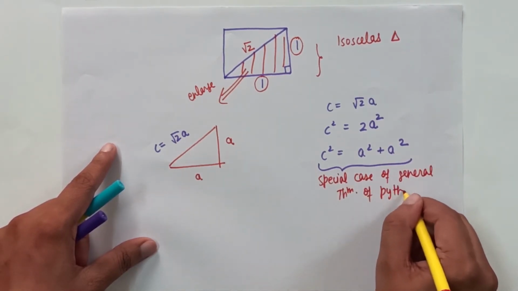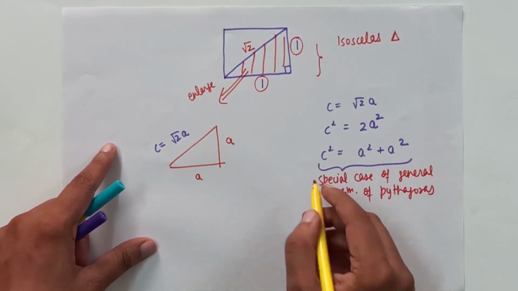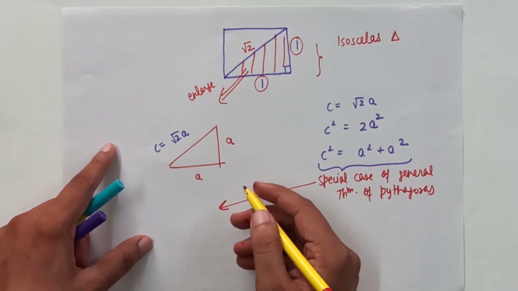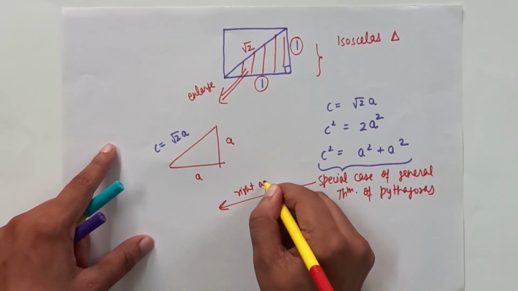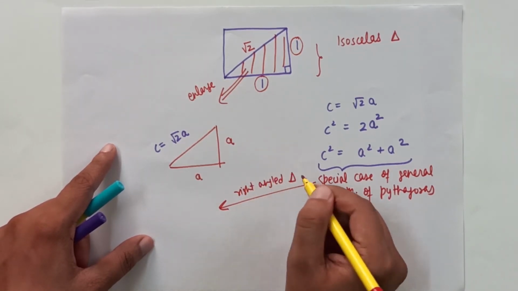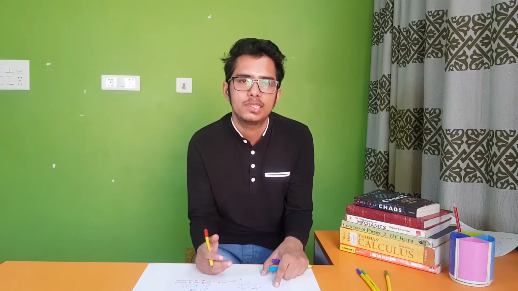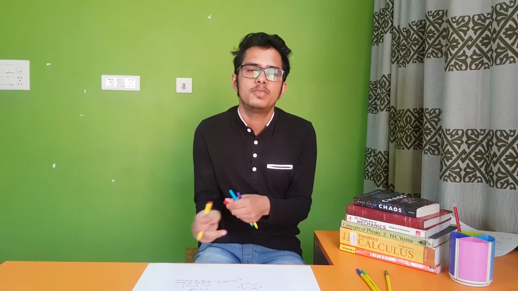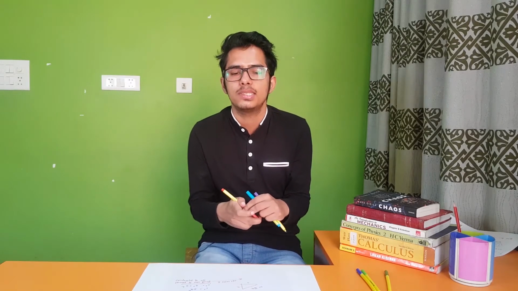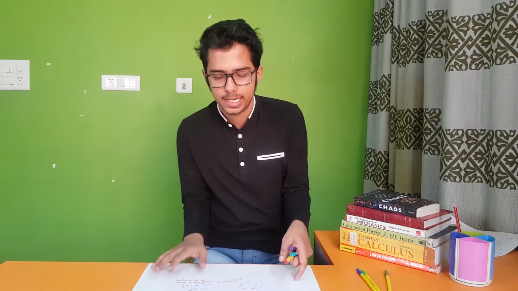Pythagoras theorem states that if we take any right angled triangle, then the square of the hypotenuse is the sum of the squares of the other 2 sides. This is basically the theorem of Pythagoras. Let us understand what this actually means on another sheet.